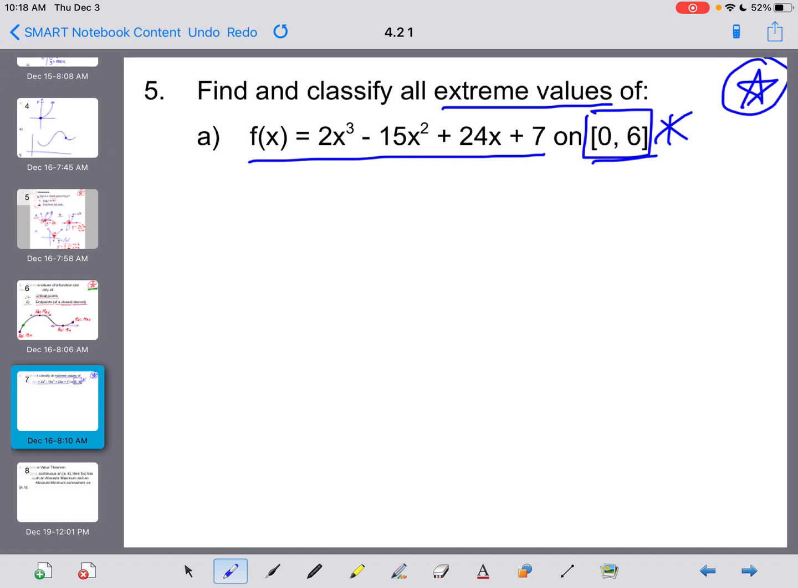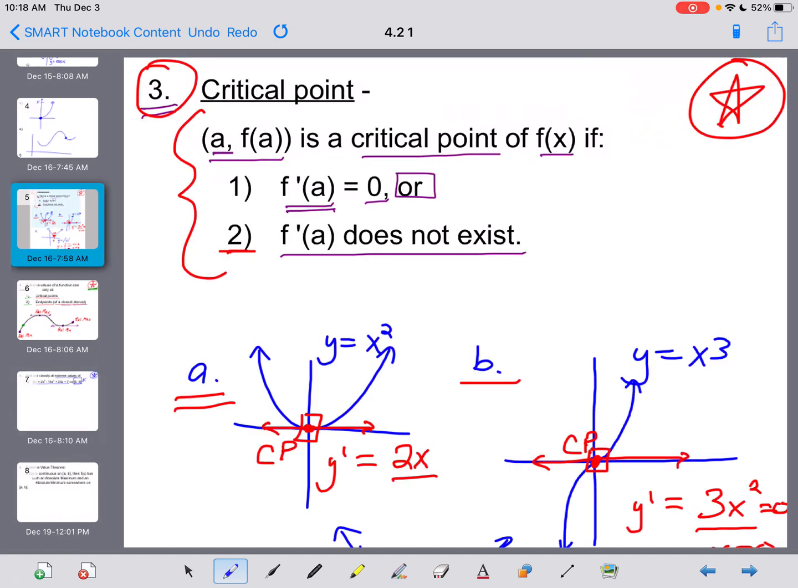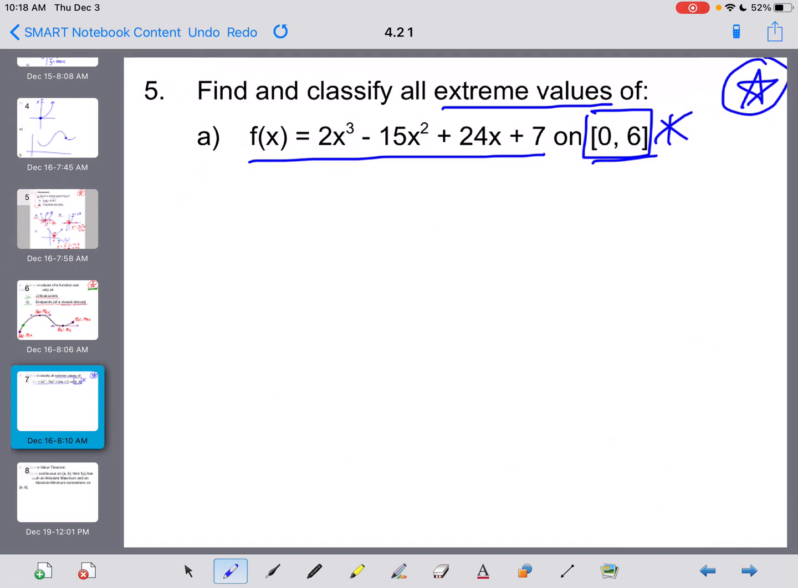So now I go back 2 slides. And I say, aha, again, a critical point is a spot where the derivative equals 0 or where the derivative does not exist. So we're going to have to find our derivative. And again, guys, this gets into the main idea that we're doing here in Chapter 4, applications of the derivative. We can use our derivative now to find out important information about a function, including its extreme values.